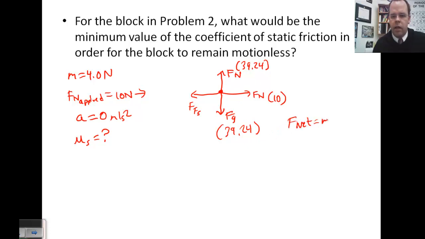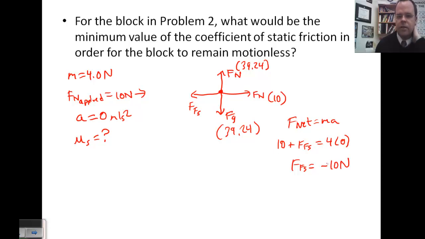F net equals ma. So 10 plus the force of friction static equals 4 times 0. Anything times 0 is 0, so the force of friction static has to be negative 10 newtons in this case. If they're going to cancel each other out, they have to be the same value in the opposite direction. So the force of friction static equals the coefficient of static friction times the normal force. So 10, the negative just tells us direction. Coefficient is what we're trying to solve for.